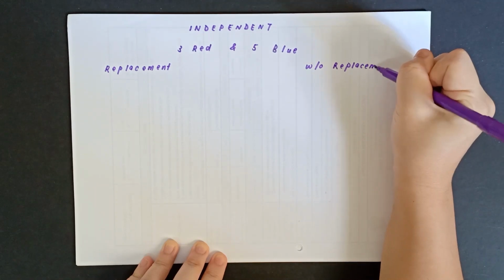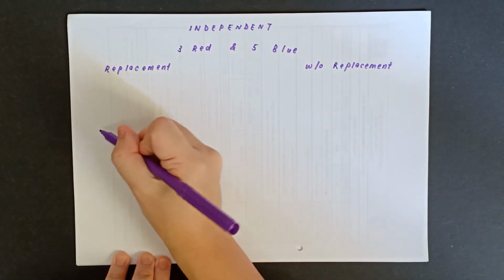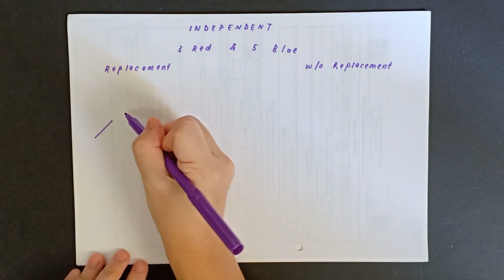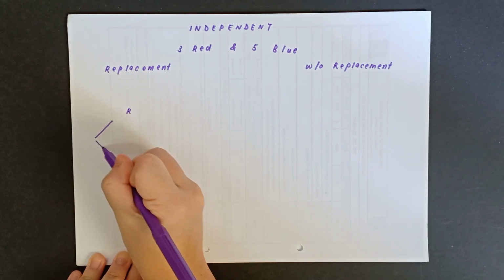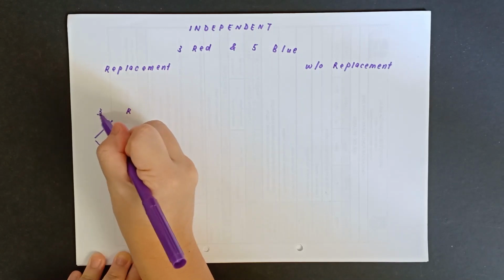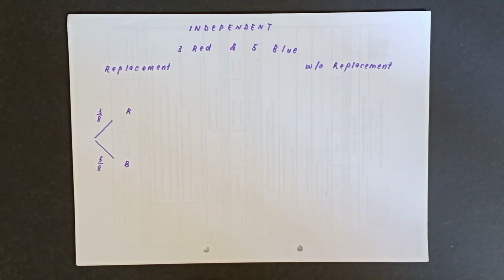Okay, so now I think you know how to do that. Let's say I want to draw a tree diagram of these two scenarios, how am I going to do that? With replacement, you will realize that it's very easy. For the first pick, the first selection, it will be either red or blue. The probability of getting a red is 3/8, and of getting a blue is 5/8. Because I do it with replacement, I put the ball back into the box, then I pick the second one.